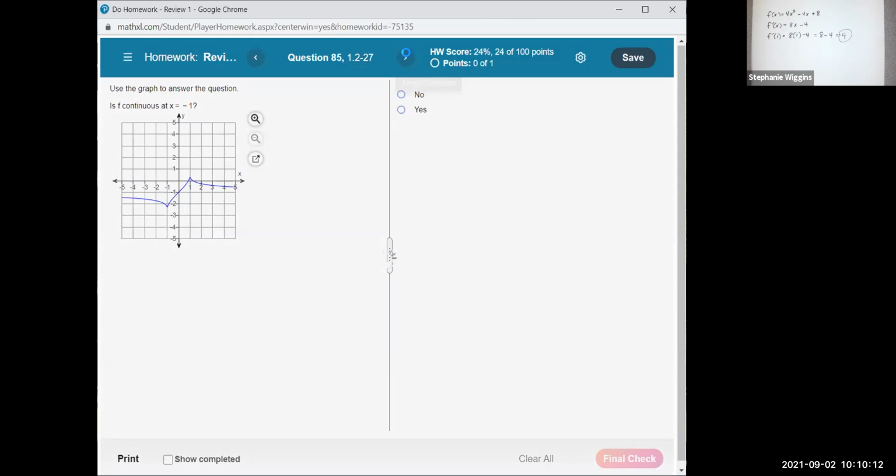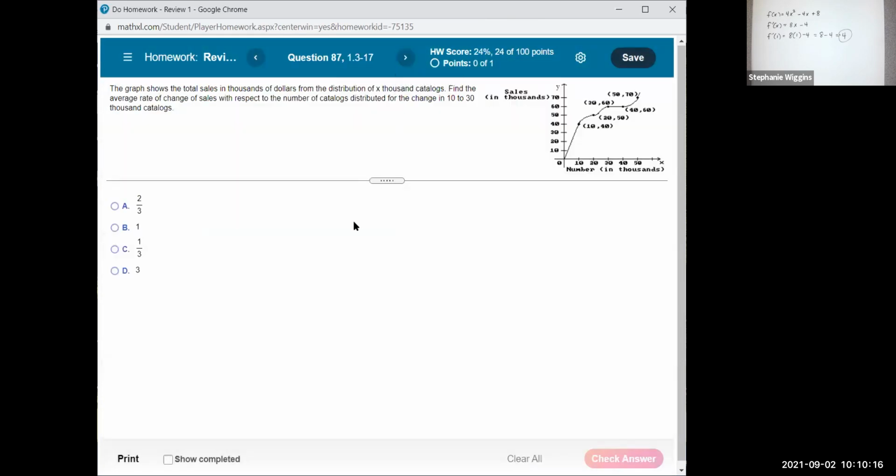I think I'll just skip over the rest of these because they're pretty much the same thing. Okay, back to average rate of change. So here's a problem. The graph shows the total sales in thousands of dollars from the distribution of X thousand catalogs. Find the average rate of change of sales with respect to the number of catalogs.